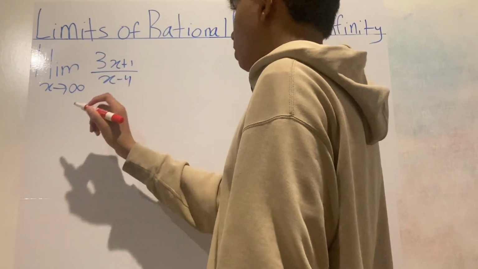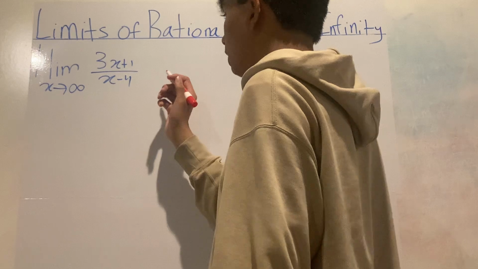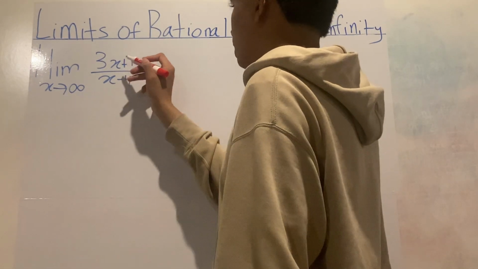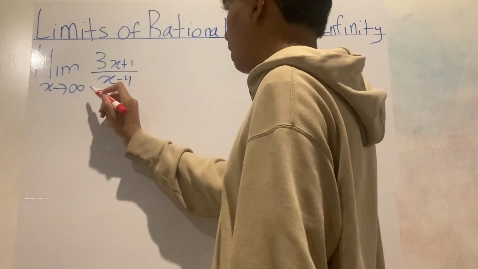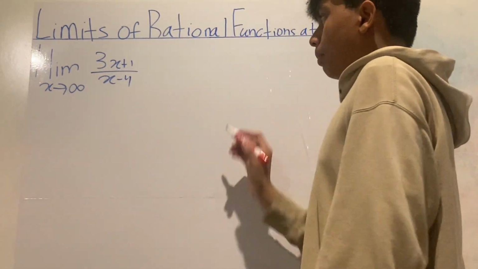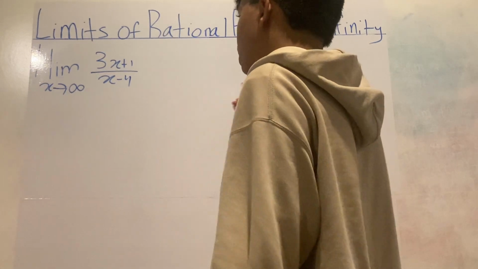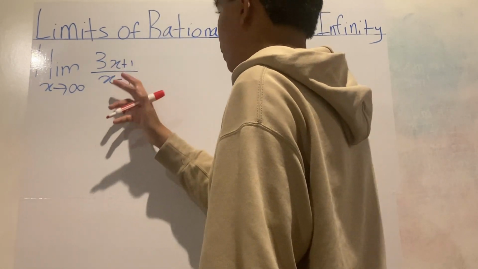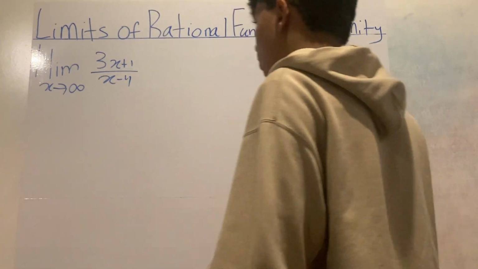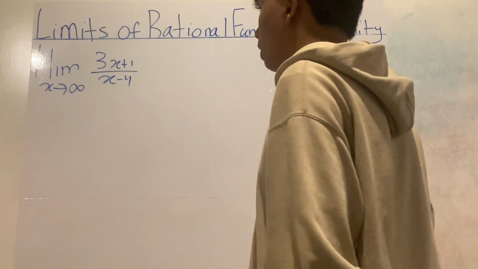Limit as x approaches infinity of 3x plus 1 over x minus 4. Just by looking at it, we know the answer is 3, because the degree of the numerator is the same as the degree of the denominator, and 3 divided by 1 is just 3. But I want to show you another way you can solve it. If you happen to forget your rules, if you don't remember what to do if the numerator is less than the denominator, or what to do if it's greater than, there's still another way for you to solve it.